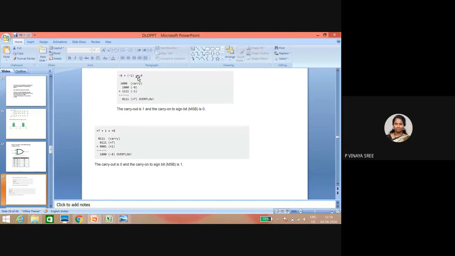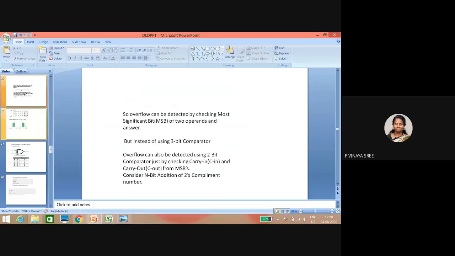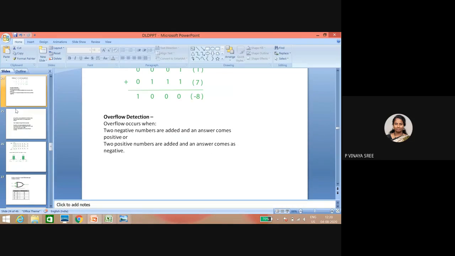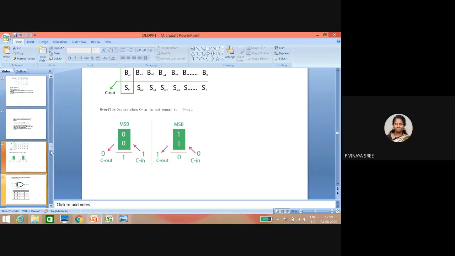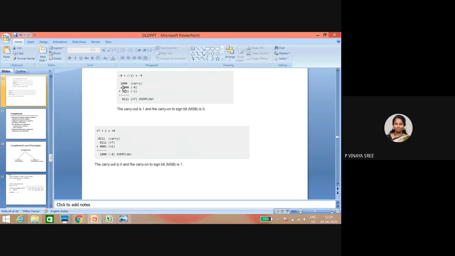By seeing this rule, everyone knows that if two negative numbers are added and the answer comes positive, overflow is detected. Even if you don't know the XOR gate, you should be able to identify by this example that overflow will be on. Because a 1 in the MSB position means it is a negative number, but here the MSB is 0, so it is a positive number. Without the XOR gate also you should be able to trace that it is an overflow.